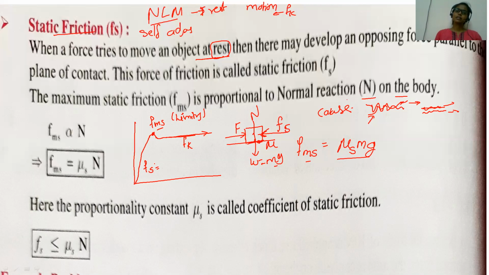See, the friction Fs is not proportional to N, but only the maximum static friction is proportional to N. Sometimes they'll give questions on this. Yeah, we'll discuss it at that question point.